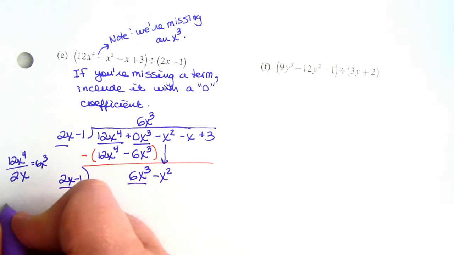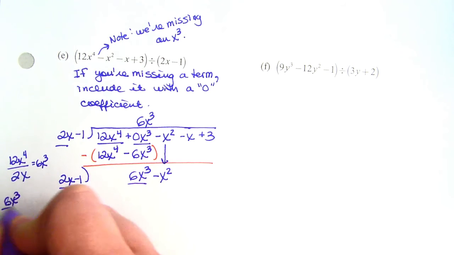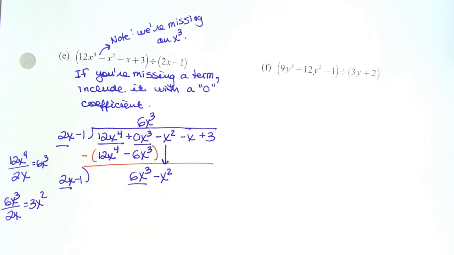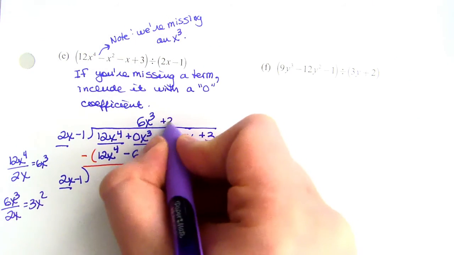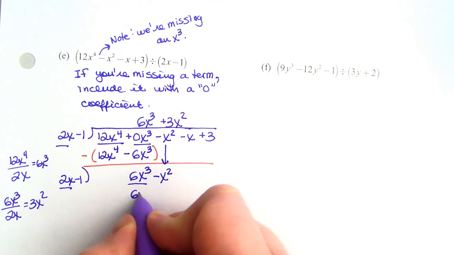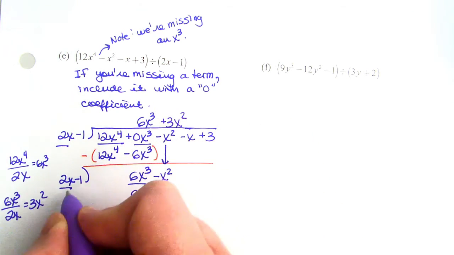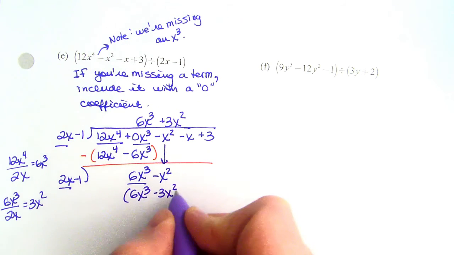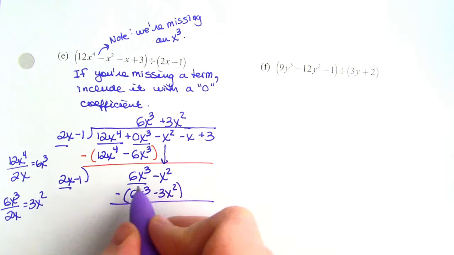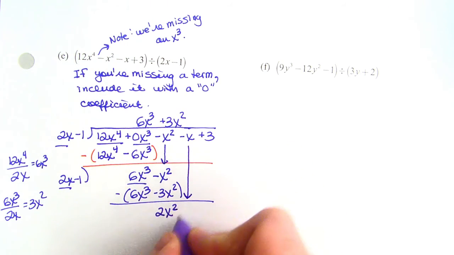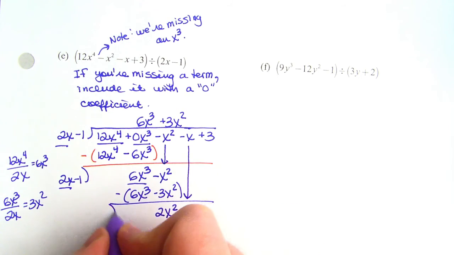Divide 6x to the 3rd divided by 2x gives us 3x squared. I'm going to put that over there. I'm going to multiply 3x squared times 2x is 6x to the 3rd. 3x squared times minus 1 is minus 3x squared. Parentheses, and I'm going to subtract. Gone. Negative 1 minus negative 3 is positive 2x squared. And bring down the next term.